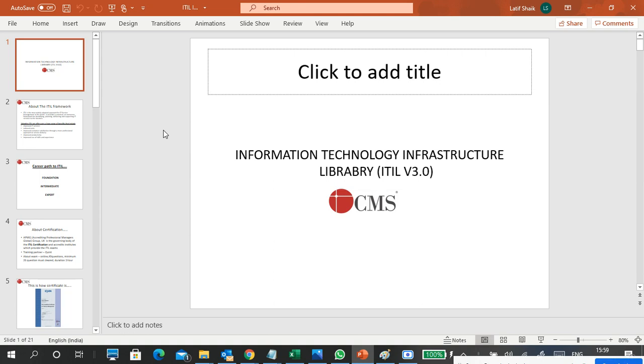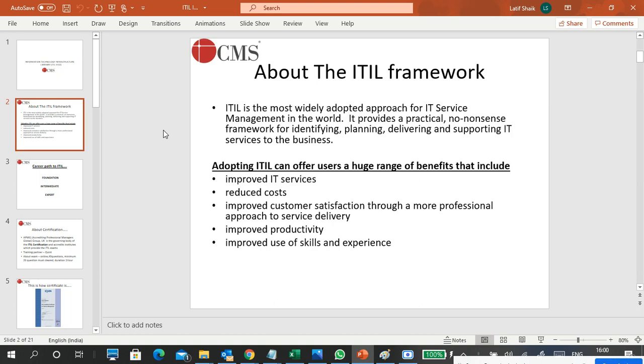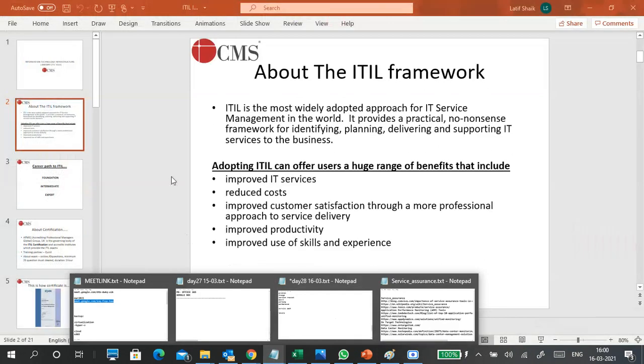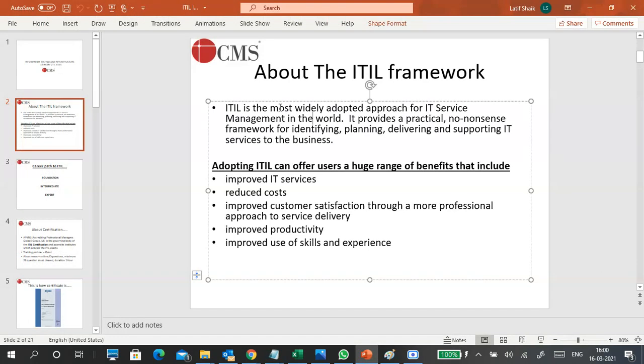IL is Infrastructure Library. So what is a library? It contains information about your entire infrastructure issues and all the things in one single place. What is ITIL? ITIL is a widely adopted approach for IT service management in the world. It provides a practical, no-nonsense framework for identifying, planning, delivering, and supporting IT services to the business. This entire statement is there, but I am going to use this one only.